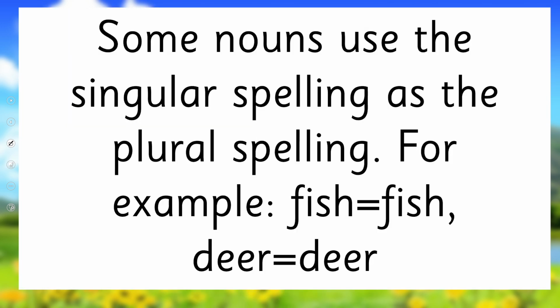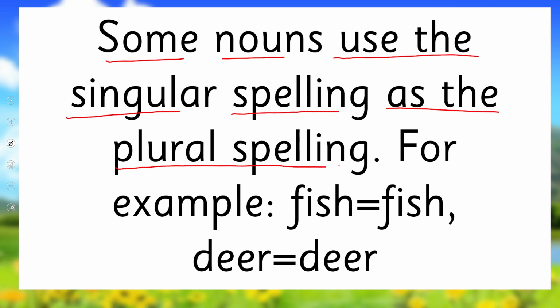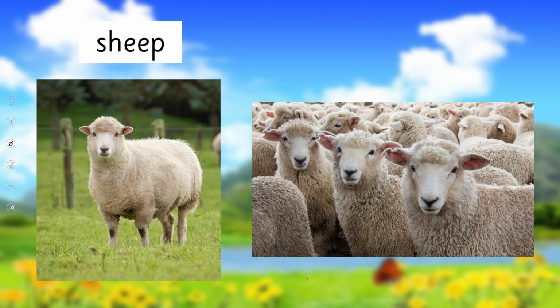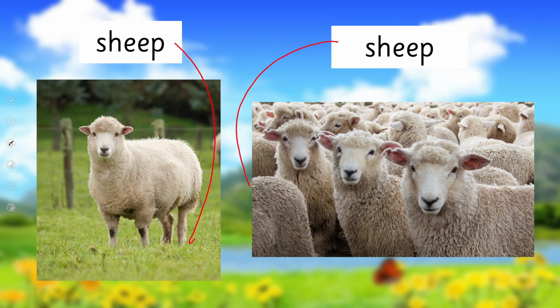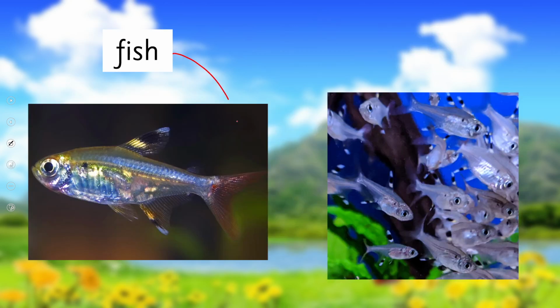Okay. Some nouns use the singular spelling as the plural spelling. It's amazing. So the singular and plural are the same. For example, fish. If it's one, it's fish, and if it's more than one, still it's fish. Deer, deer. Here you can see. Sheep. If it's one, it's sheep. Even if it's more than one, it remains the same, sheep. Singular and plural. Fish and fish.